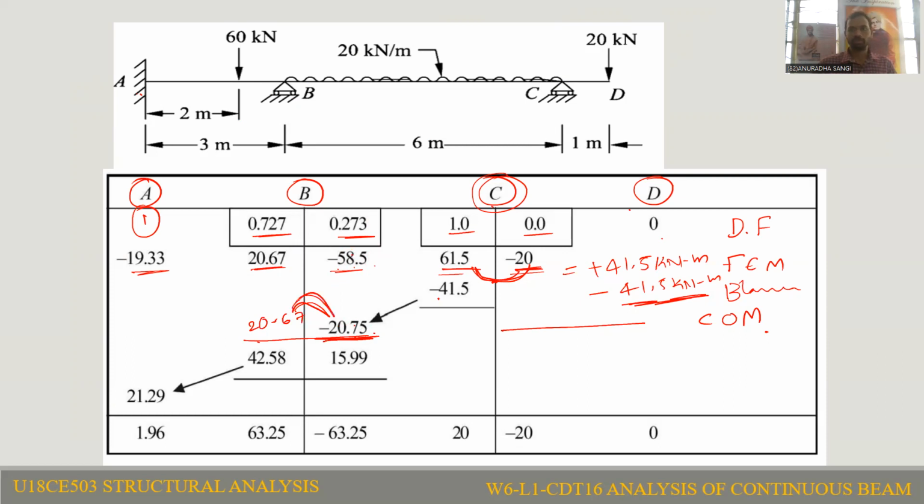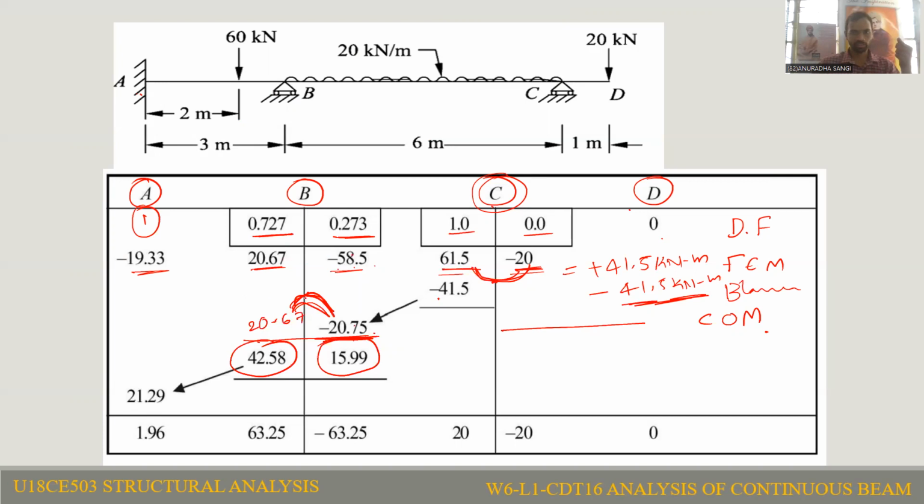Calculate the unbalanced moment at B and multiply with 0.727. We have 0.727, and you need to write here. Again you calculate the unbalanced moment and multiply with 0.273, you need to write. Whatever the unbalanced moment is there at joint B, we are distributing to member BA as well as member BC, based on its distribution factor.